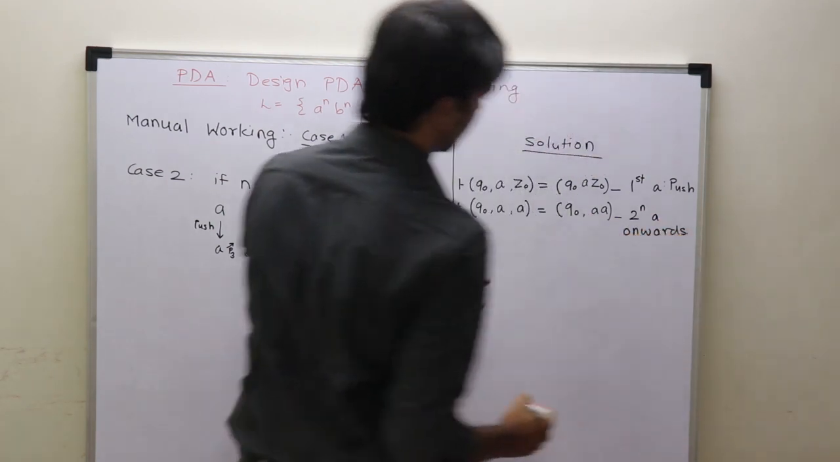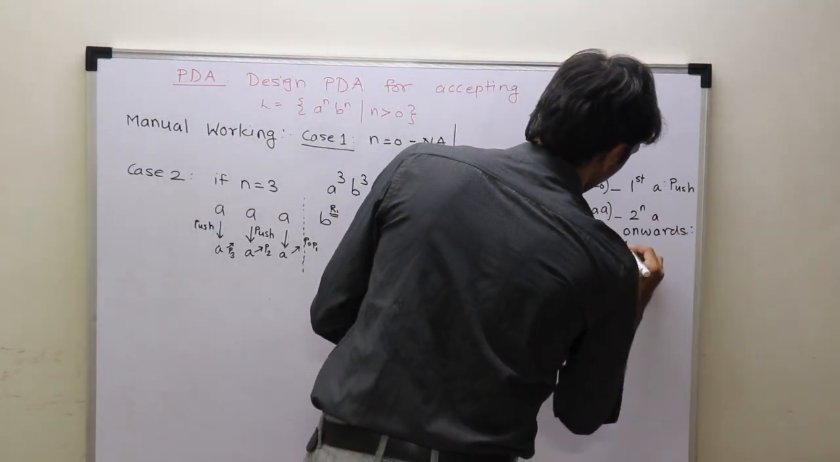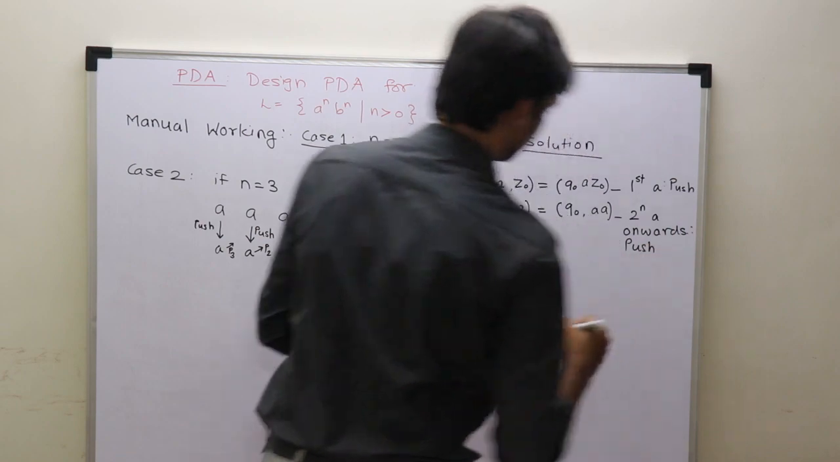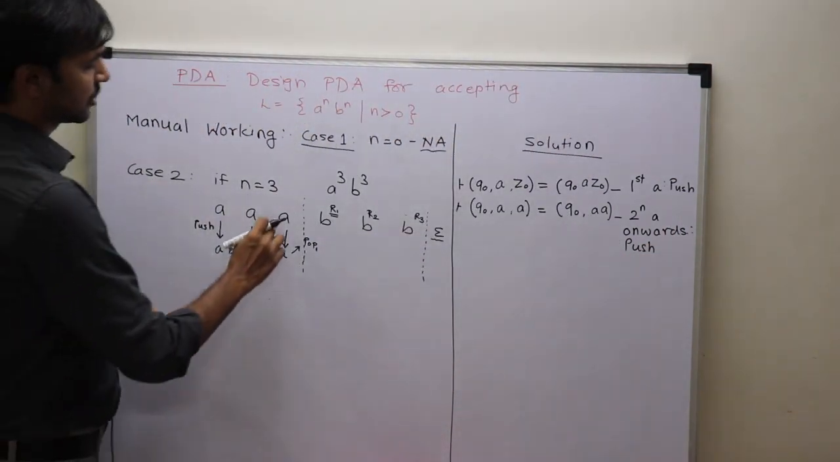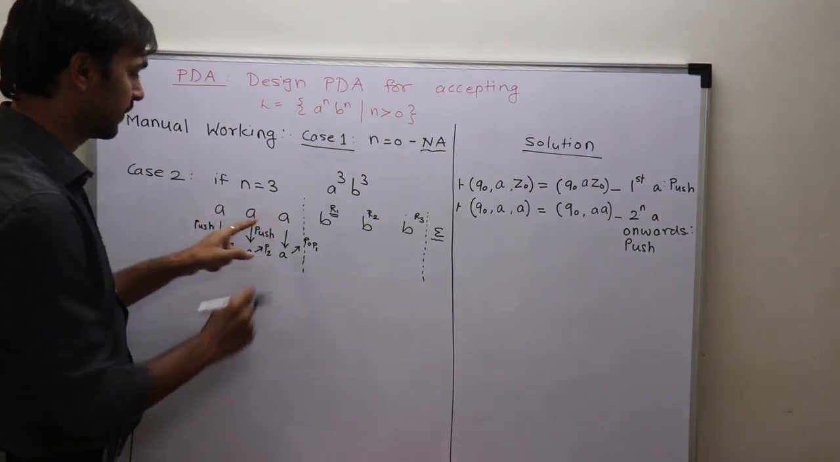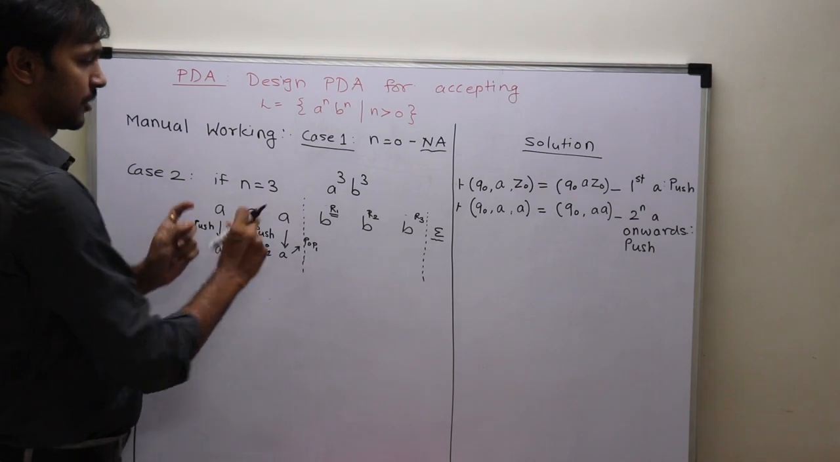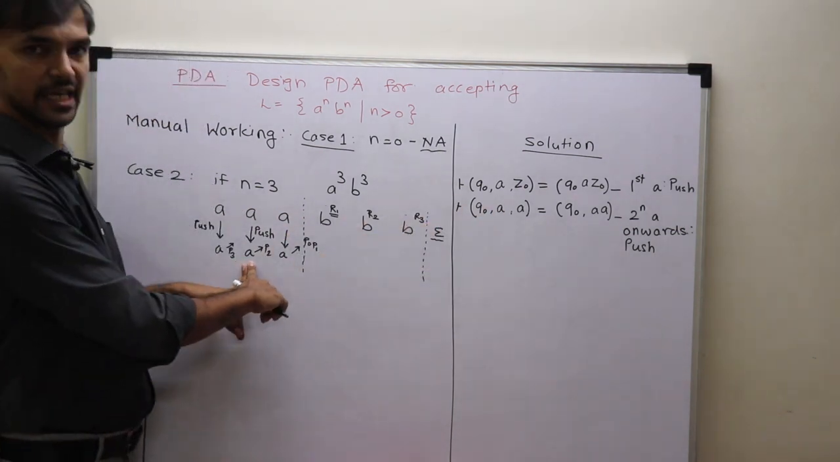All A's are processed by this. So what operation is performed? We perform push operation here. Now, when we want to process the third A, let's understand how it works. When it tries to process the third A, it is processed such that the top of the stack is A.